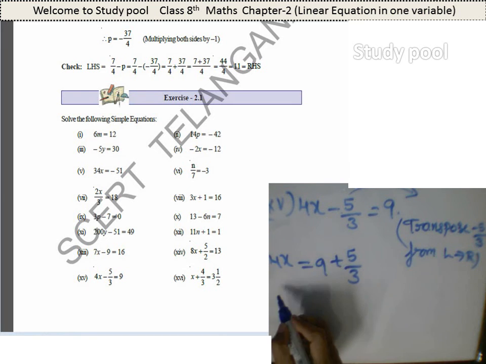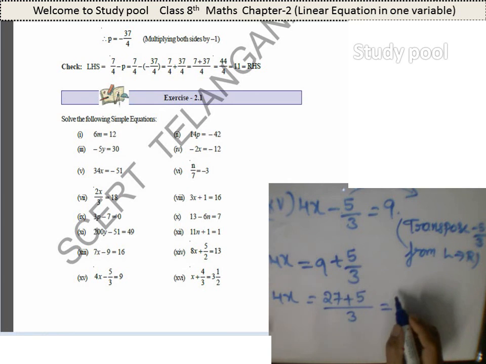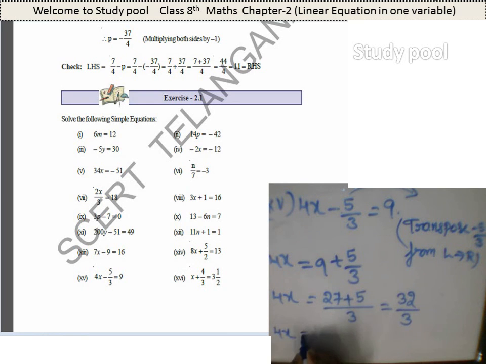Now what happened? 4x is equal to 9 3s are 27 plus 5, write this 5 divided by 3. 27 plus 5, 32 we are getting, and here you write denominator 3. Now what did we get? 4x is equal to 32 by 3. Now if you observe, here 4 is there. So for that, what we are doing, we are dividing 4 on both sides.